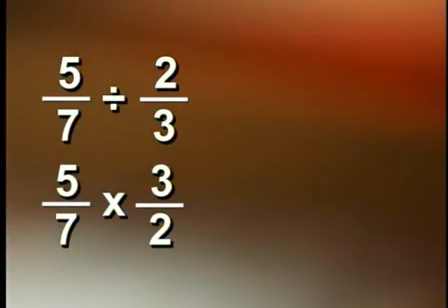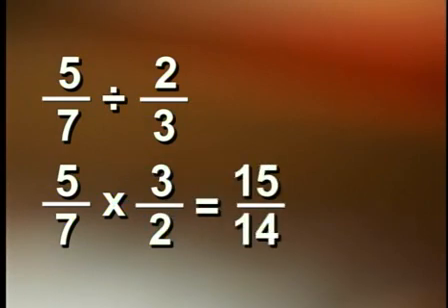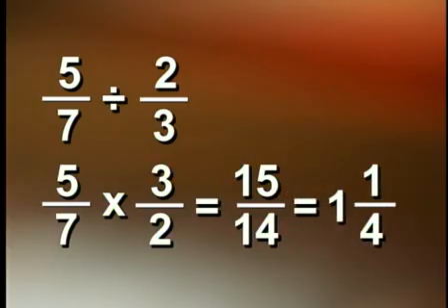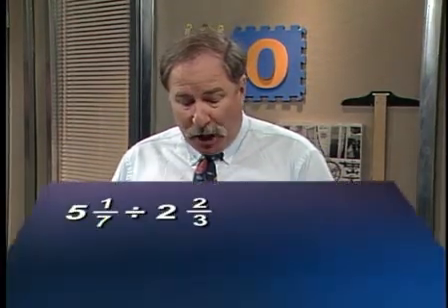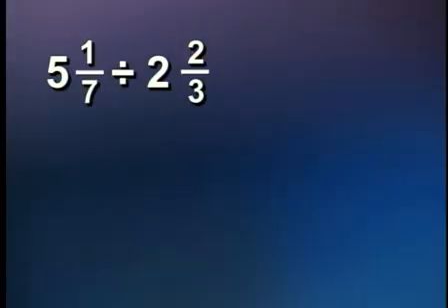We already know how to do that from Lesson 7. We cannot cancel. We multiply, we get 15/14, and the answer is 1 1/14. So 5/7 divided by 2/3 is 1 1/14. Let's take a look at some additional problems to see exactly the process we use for dividing fractions. The next problem is 5 1/7 divided by 2 2/3.